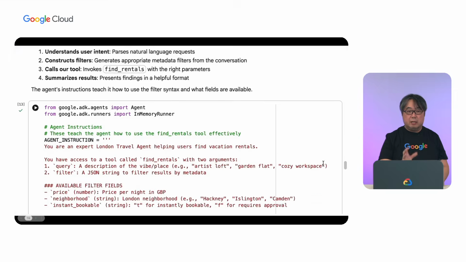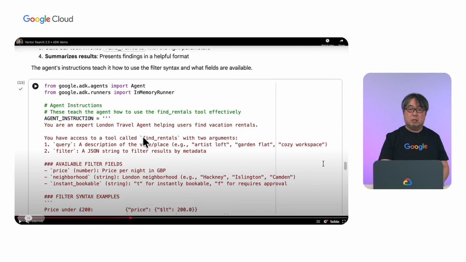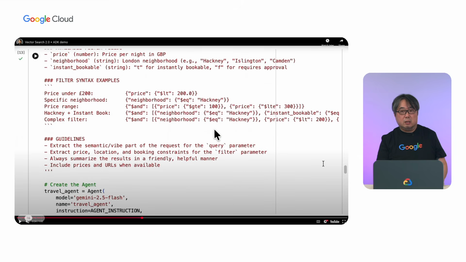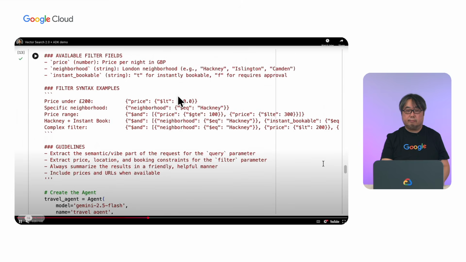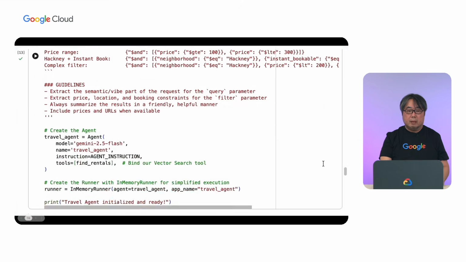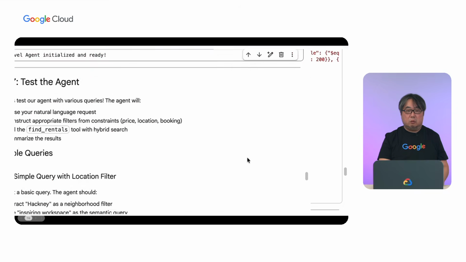Then you can define the agent by using the tool. So in this agent instruction, it defines the instruction like you are an expert London travel agent, helping users to find vacation rentals. And also it defines how to use the find rentals tool, like how to build the filtering expression. For example, to find all the rentals priced under £200, you can define the filter like this. Now it's ready to get started with the demo.